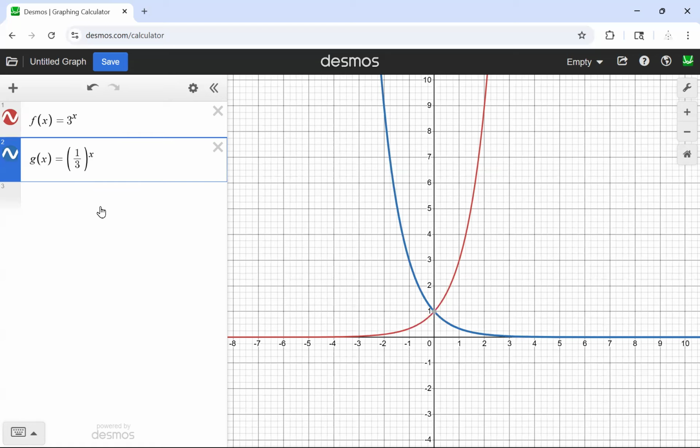So if our base is somewhere between 0 and 1, we're going to have the general look where to the left it shoots off towards infinity and to the right it approaches 0. If our base is above 1, then as we move right, we shoot off towards infinity. And as we move left, we approach 0.